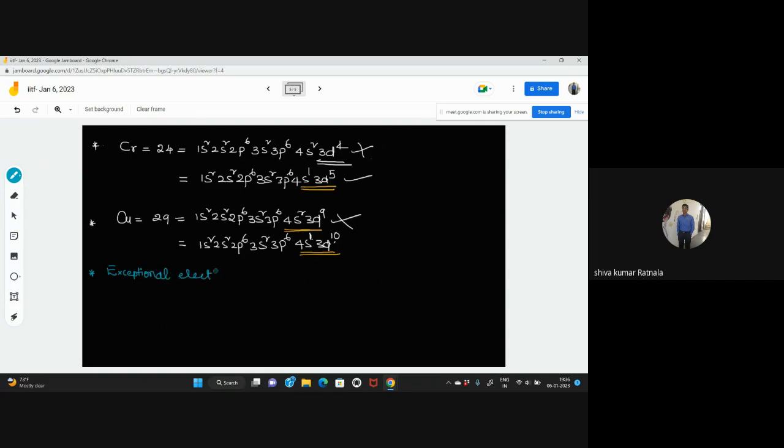Exceptional electronic configuration. Normally we should write like this, but we are writing this. So that's the reason. What is the reason for exceptional electronic configuration?